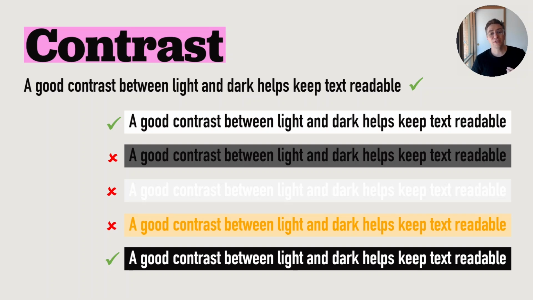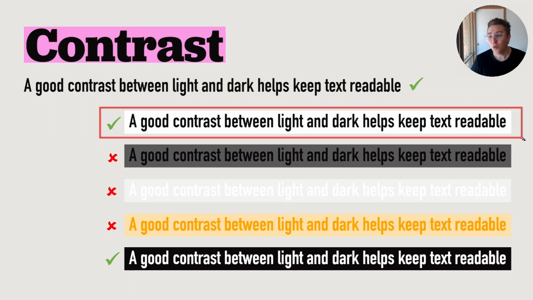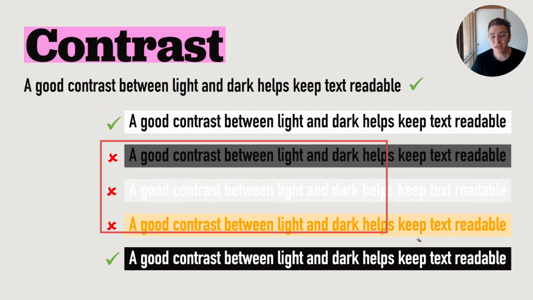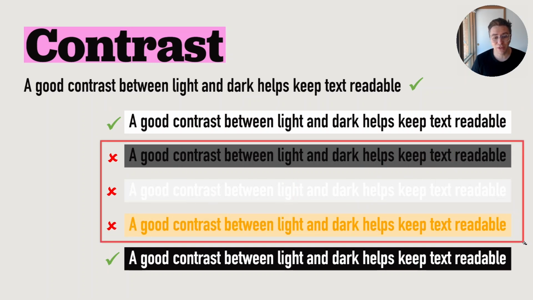Okay, the next one is contrast, and it's really important for text in particular. My mantra for this one is: a good contrast between light and dark helps keep text readable. You can see we've got our first example here, which is just really clear, black on white, really high contrast, easy to read.